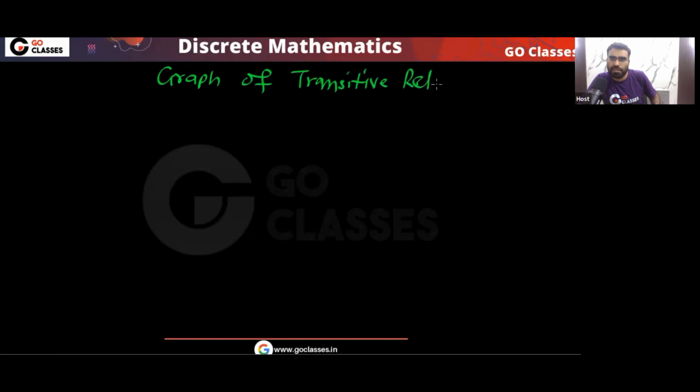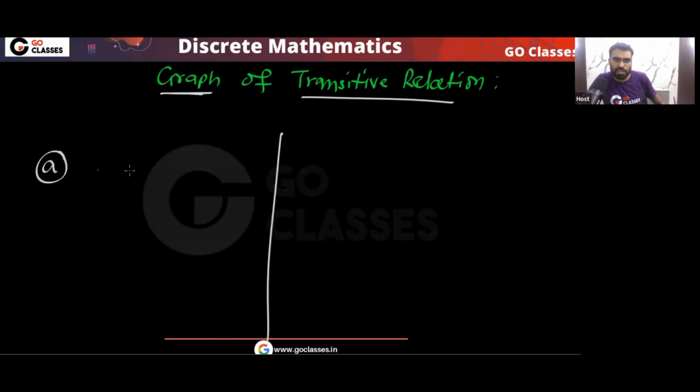What you should take care of in the graph of a transitive relation: two types of things you have to check. One is this: whenever you have this type of situation, let's assume elements A and B have bidirectional edges between them. What does it mean? It means A is related to B, and B is related to A. Now in this situation, for a transitive relation, what must happen? Tell me. If your relation is transitive, then between a comma b, where you have bidirectional edges, you must definitely have a self loop also.